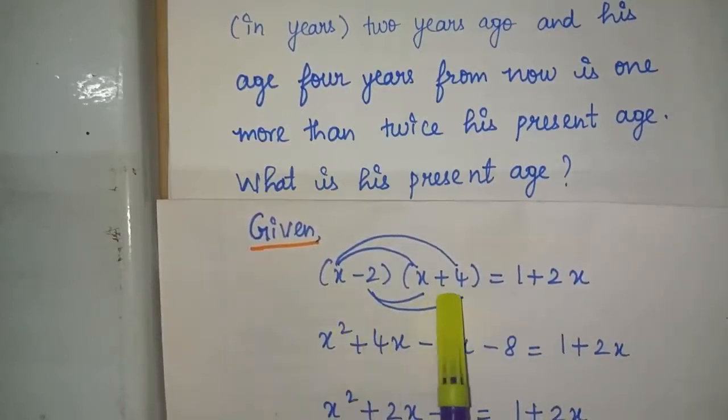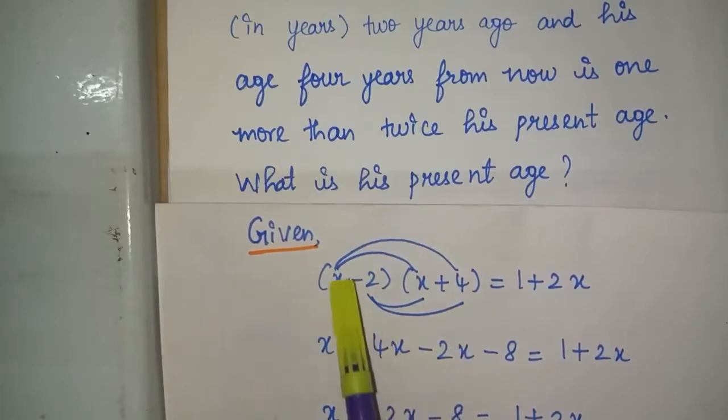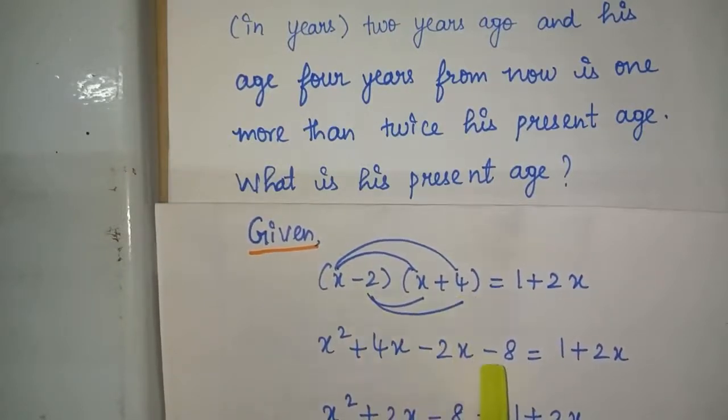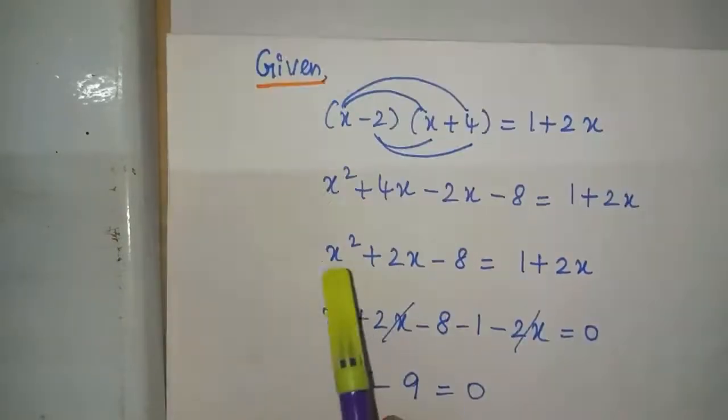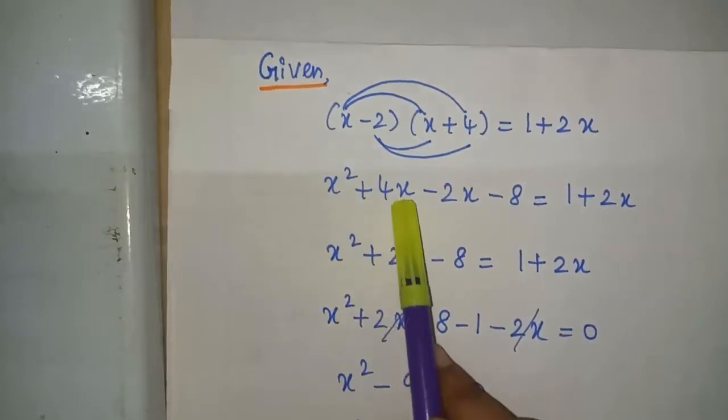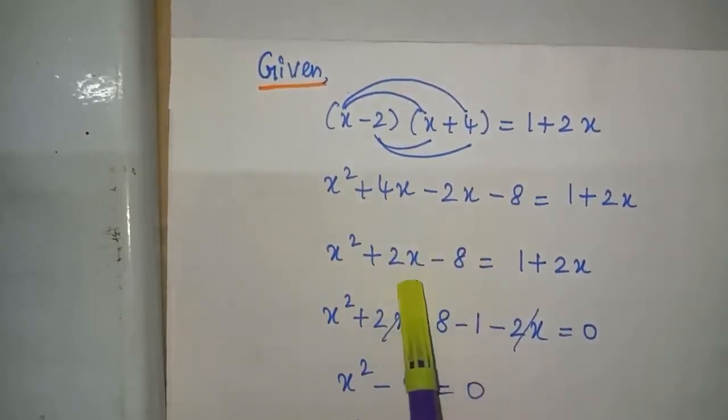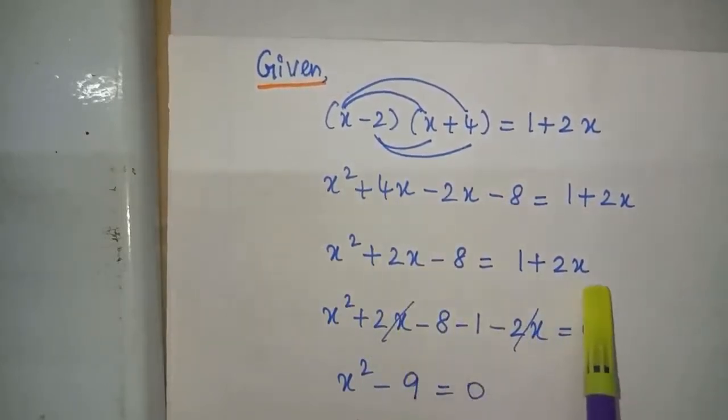Now you got two factors. So you multiply them and you get a quadratic equation. x into x is x square. x into 4 is 4x, minus 2 into x is minus 2x, minus 2 into 4 is minus 8, is equal to 1 plus 2x. x square plus 4x minus 2x is plus 2x, minus 8 is equal to 1 plus 2x.